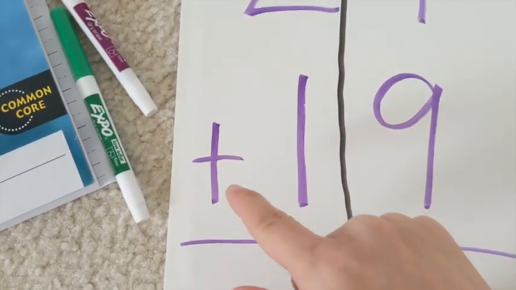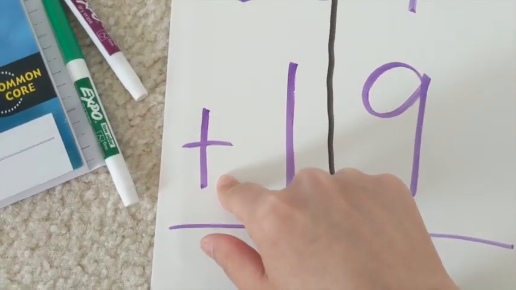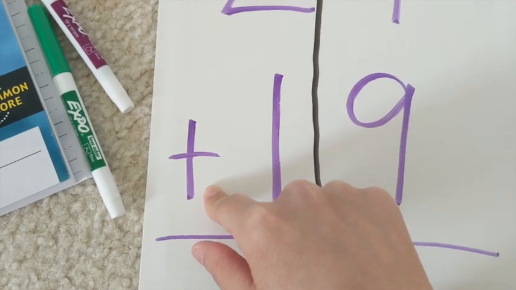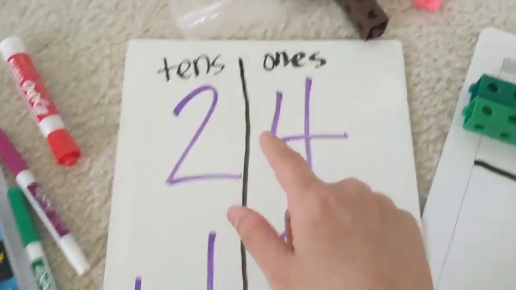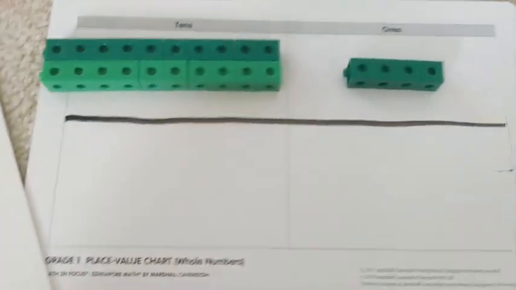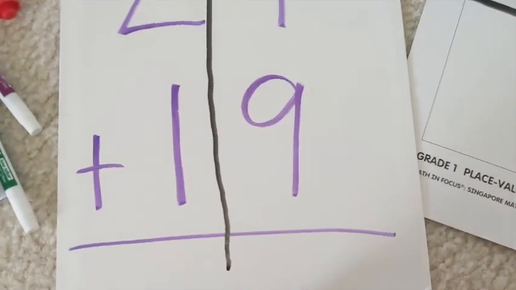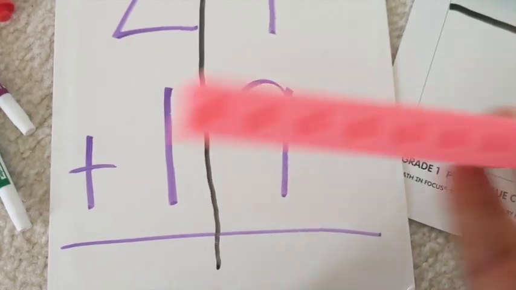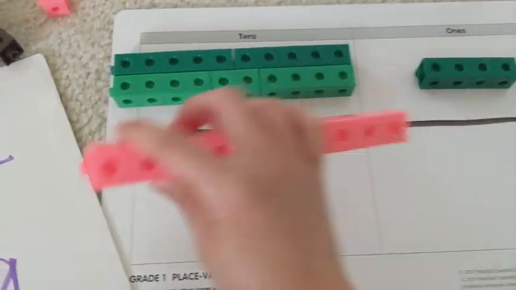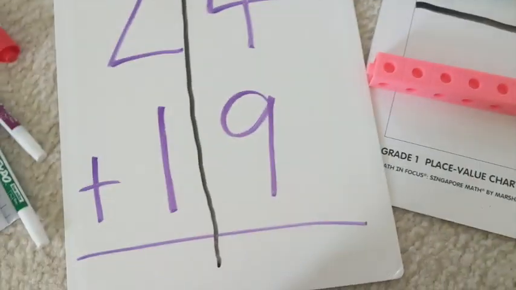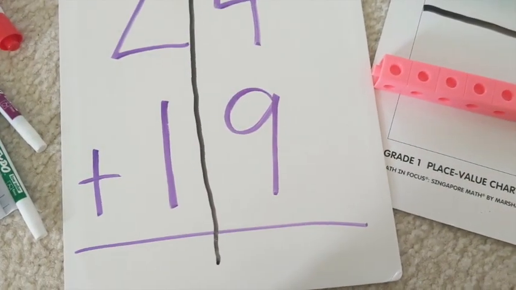And this symbol right here is add. So we're going to put another number of blocks together with the first number of blocks. So here's what 19 would look like. We would have 1 ten, so 1 rod of tens, and 9 ones.